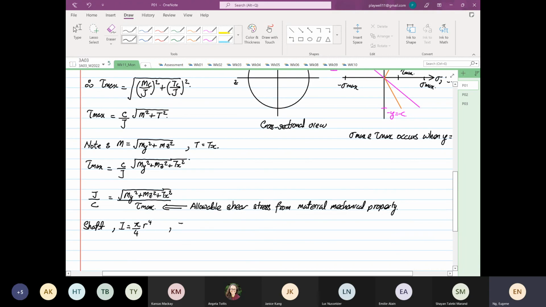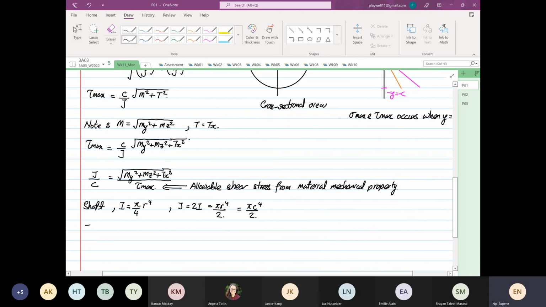So we know that J is equal to twice of I. So this is equal to pi R to the power 4 over 2. We know that R is a radius. This can also be put as pi C to the power 4 over 2. So we have pi C to the power 4 over 2, divided by C, and this whole thing is equal to square root of My squared plus Mz squared plus Tx squared over tau max.